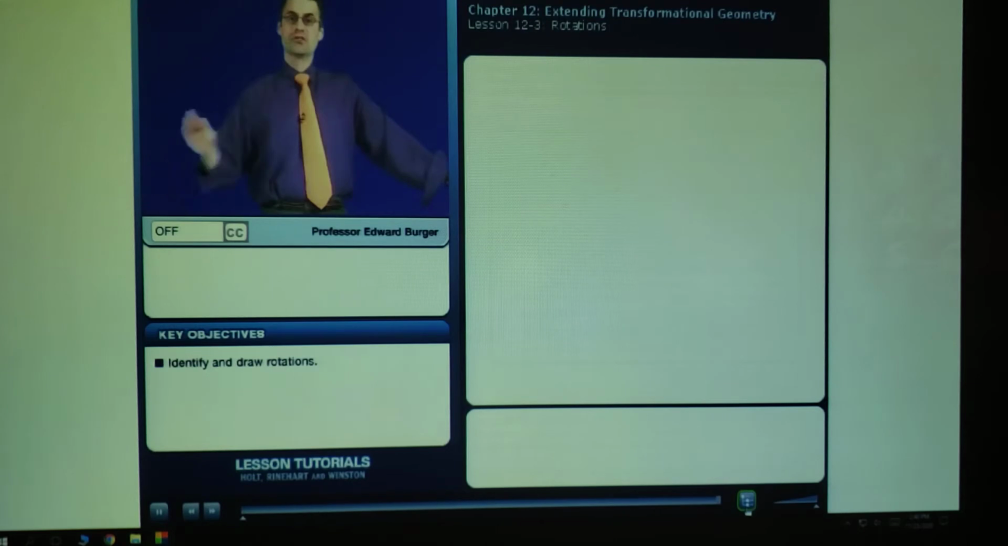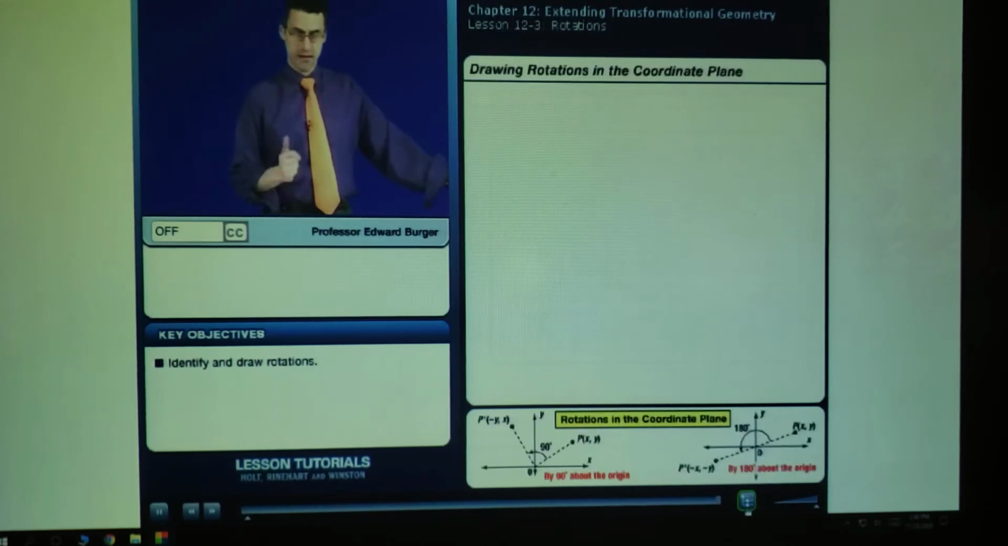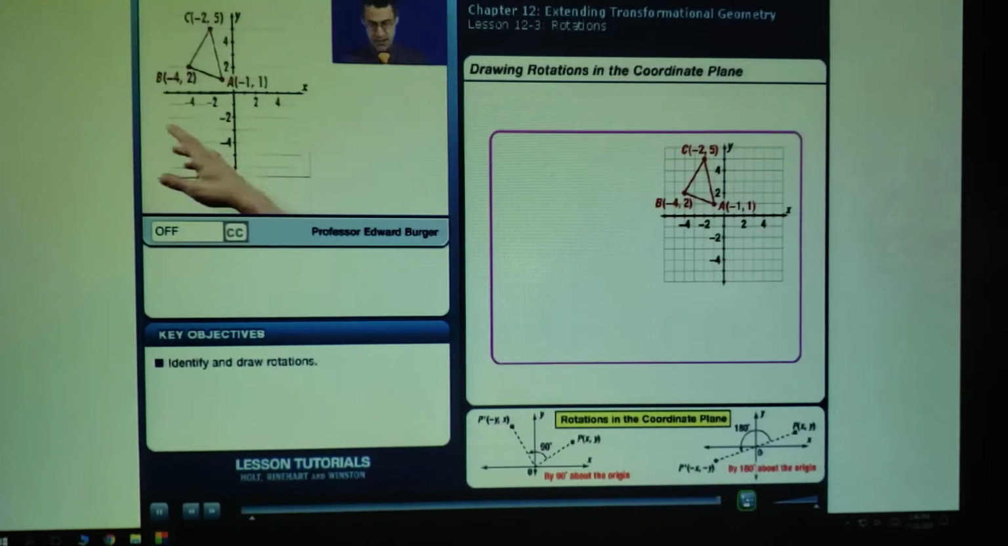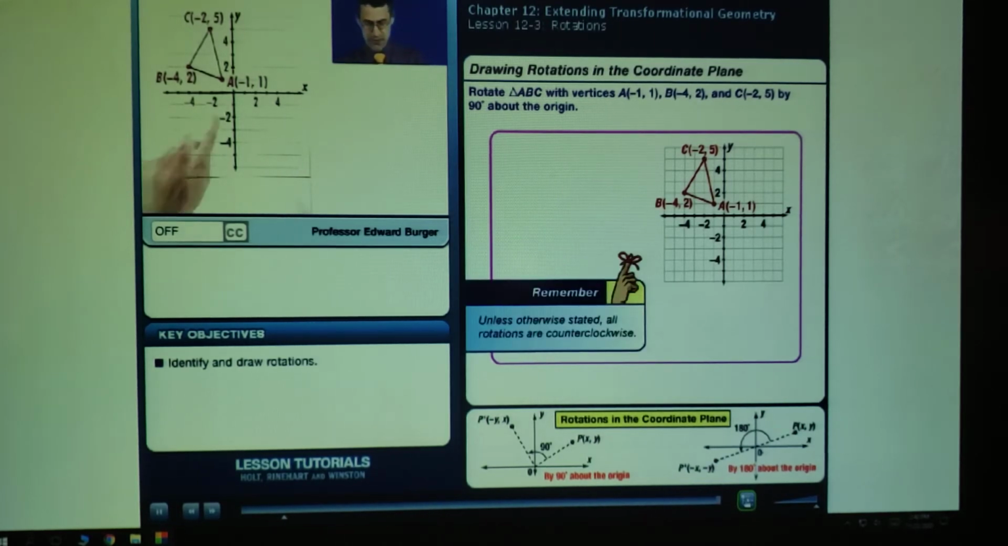All right, let's take a look at a rotation that actually happens in the coordinate plane. So in this case, what I see here is a triangle in the coordinate plane, A, B, C, and you can see the coordinates of those points. And what I want us to do is rotate triangle ABC by 90 degrees in a counterclockwise direction about the origin.